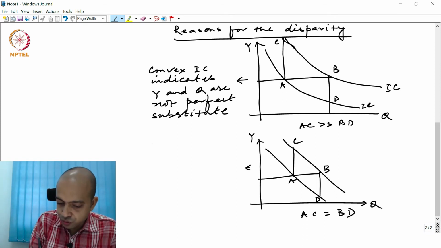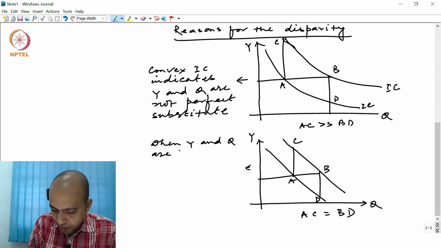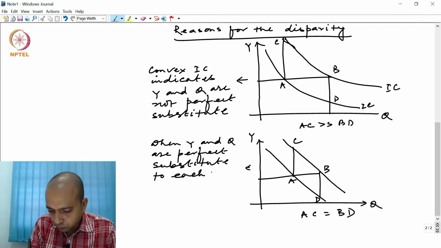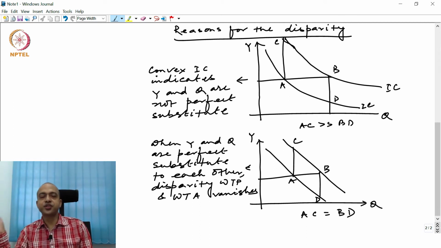So that means when goods are perfect substitutes, when Y and Q are perfect substitutes to each other, the disparity between willingness to pay and willingness to accept vanishes. Willingness to pay converges to willingness to accept.